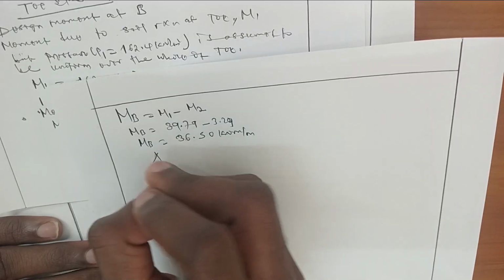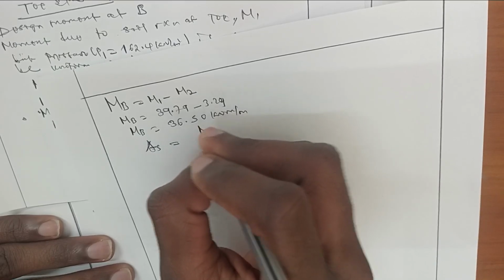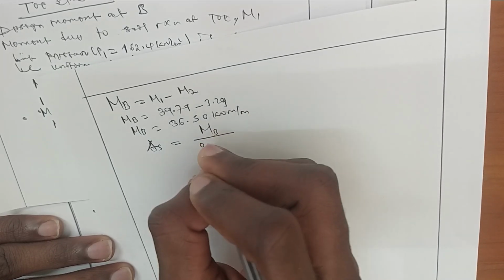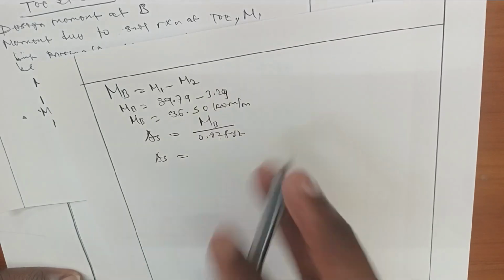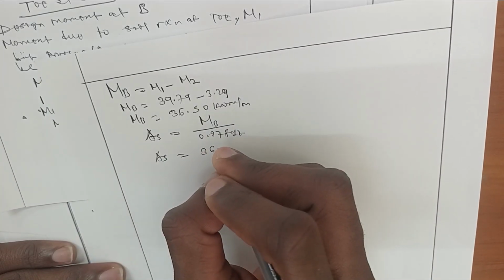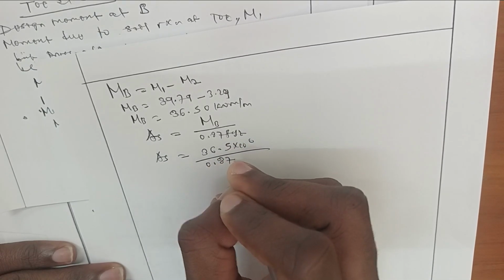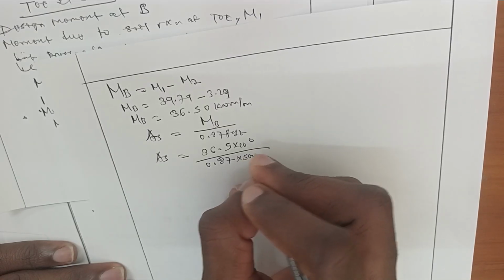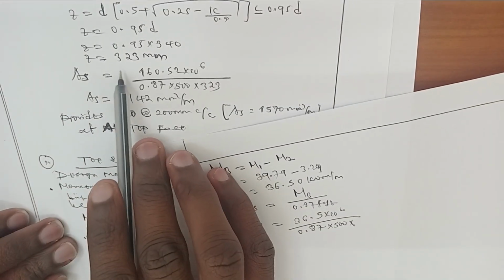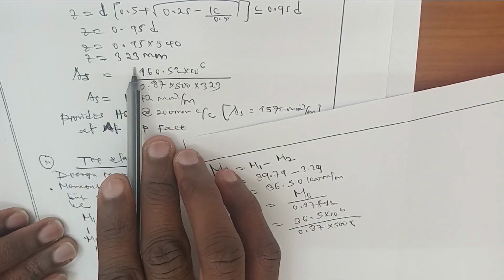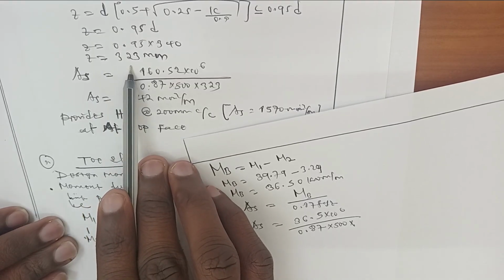Now, let's determine the area of reinforcement for the toe slab. Area of reinforcement is obtained by taking the moment at base over 0.87 Fy times z. The maximum moment is 36.5 times 10^6 over 0.87 times Fy, which is 500, times z. The value of z we take is the one obtained for the base.